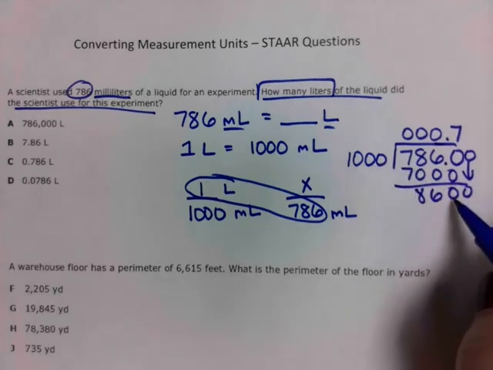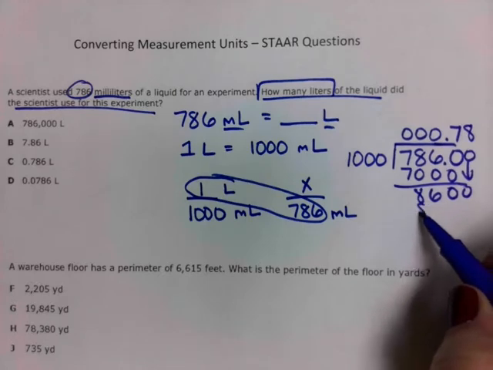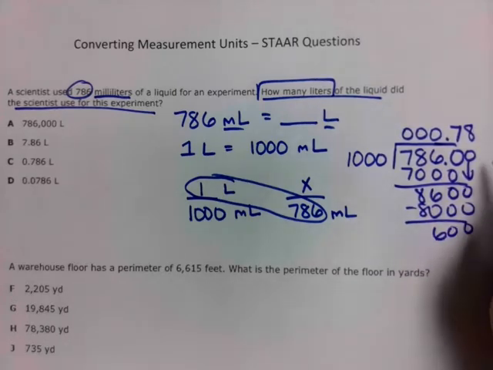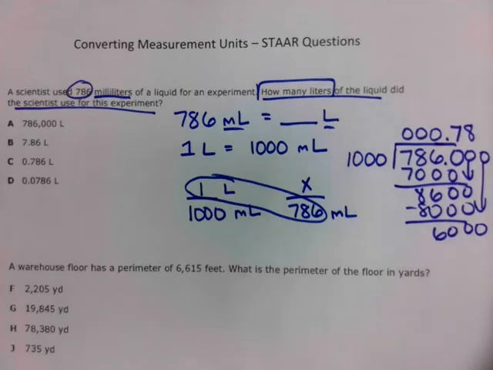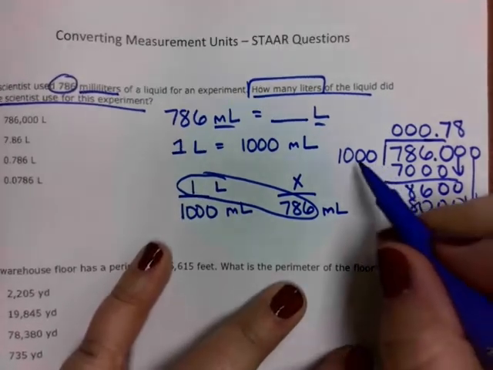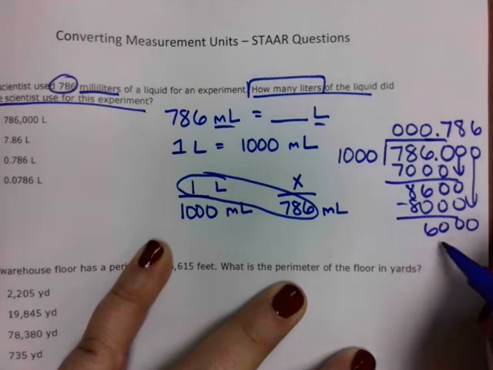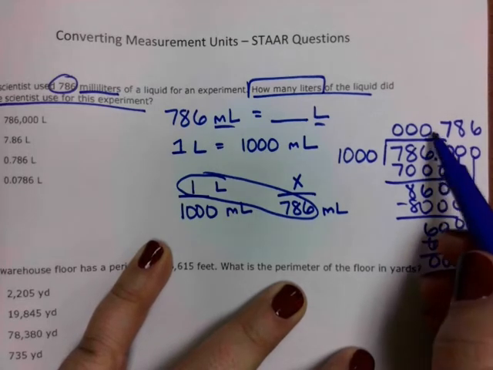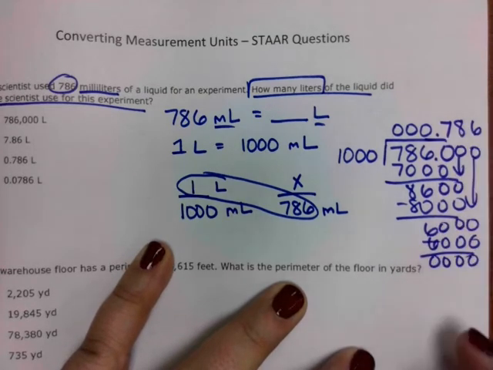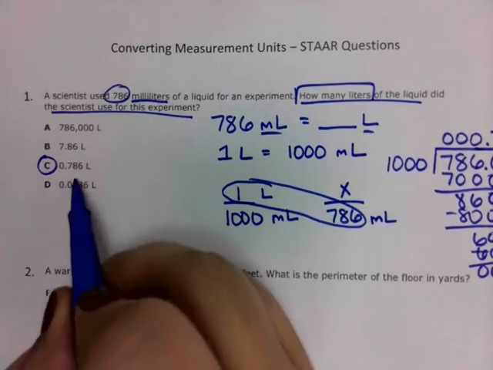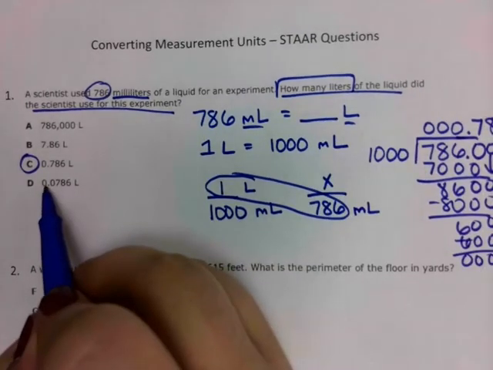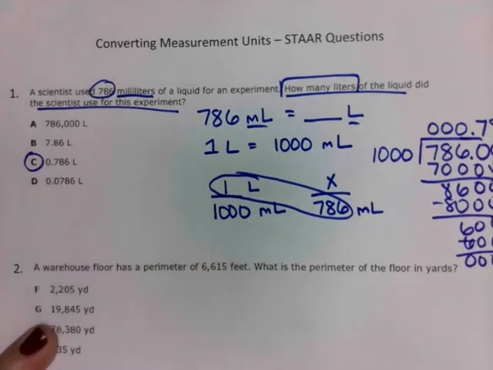1,000 goes into 8,600 8 times, because that's 8,000. Get a remainder of 600, add another 0. And then 1,000 goes into 6,000 6 times. And you get a remainder of 0. You're done all the way across. So my answer is 0.786, which is C. Don't get it confused with D. The decimal came first, and then the 7. This had a decimal and then a 0. So the correct answer was C.